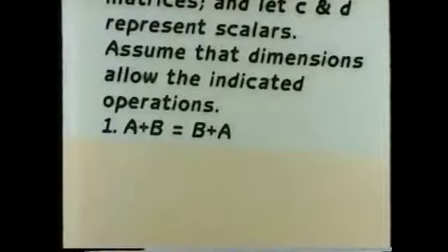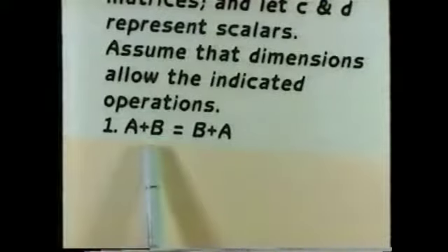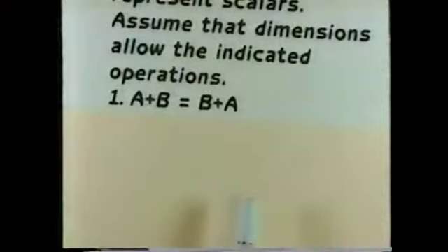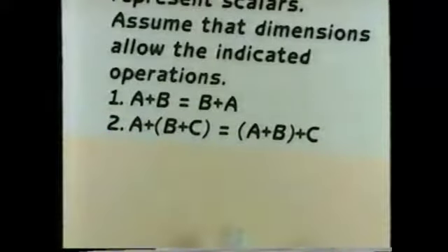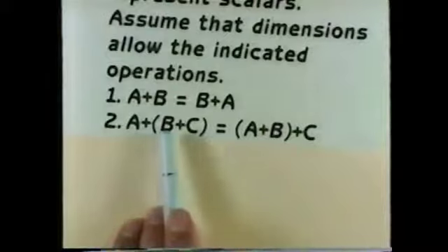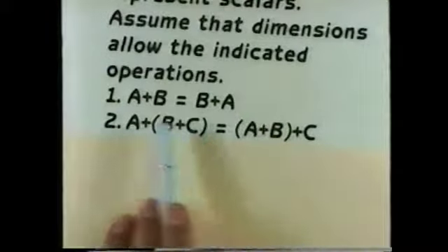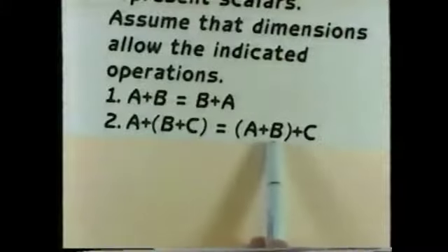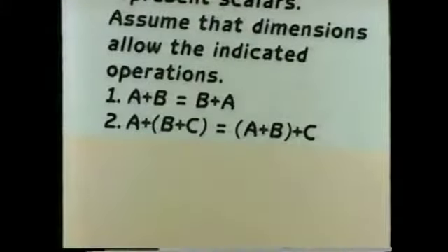The first property is the commutative property of addition. In other words, matrix A plus B is the same as matrix B plus A. You can add the matrices in any order. Property 2 is the associative property of addition. I can add matrices B and C and then add A and get the same answer as I would if I added A and B and then added C. That's the associative property.